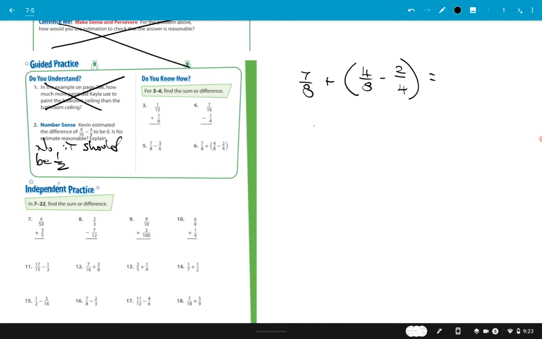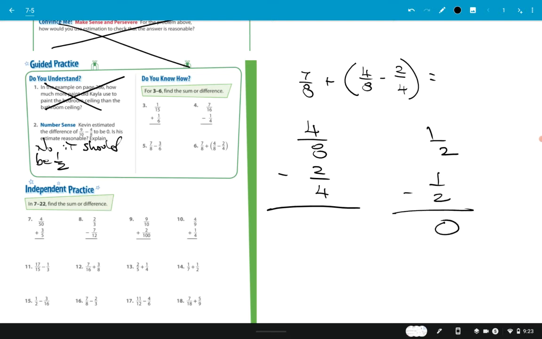Just do what's in the parentheses first. So we have 4/8, and we're subtracting 2/4. Some of you may recognize what we're dealing with here. What's another way to say 4/8? 1/2. Yes, because 4 is half of 8. What's 2/4? 1/2.